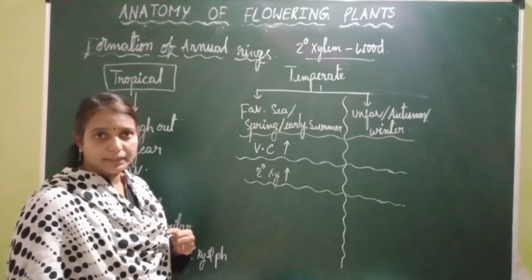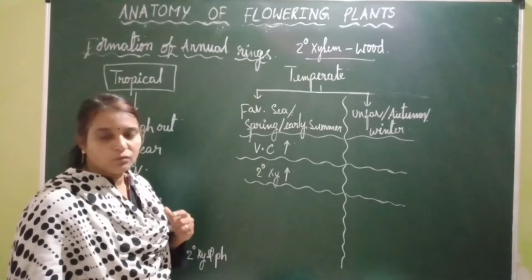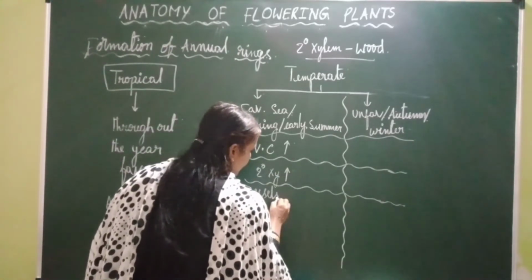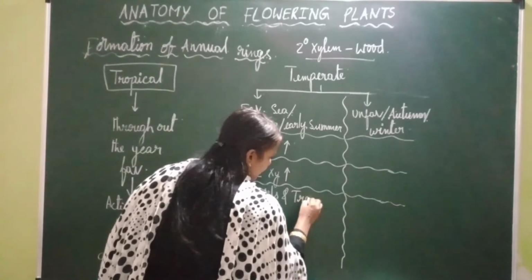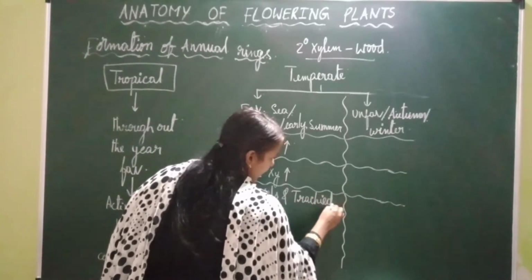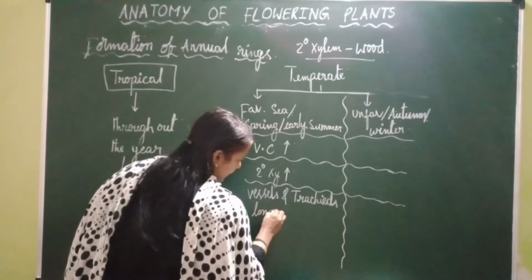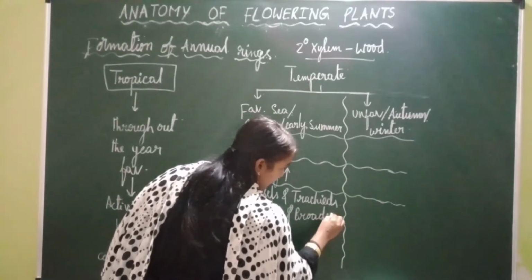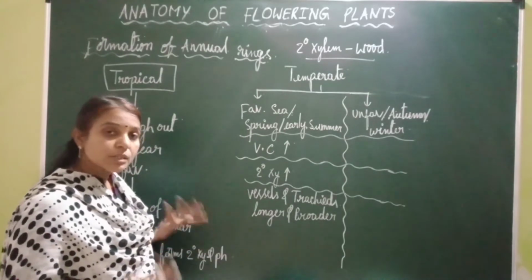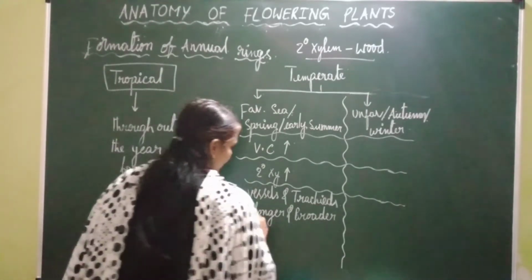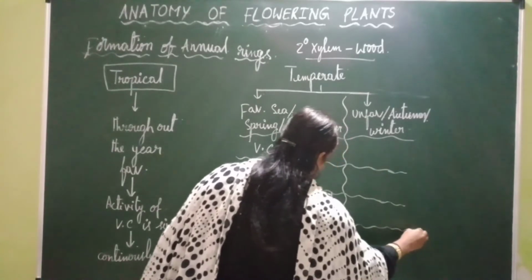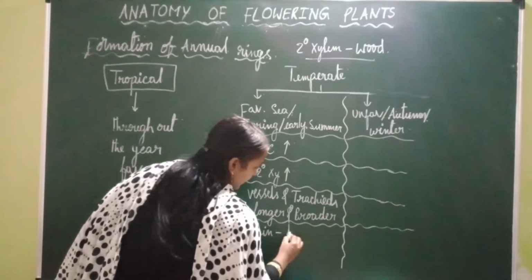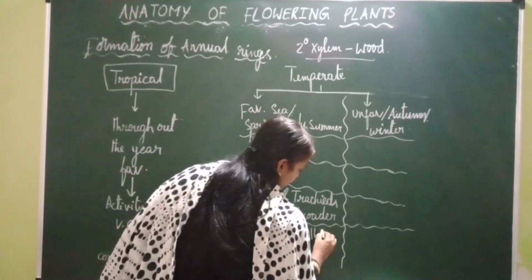So to fulfill this requirement, that is the more amount of water and minerals required by the plant, the tracheary elements present in xylem, what are the tracheary elements? They are vessels and tracheids. These vessels and tracheids are longer in size and they have a broader lumen, and hence they can transport more water through this broader lumen, right? Okay, and the cell walls of these tracheary elements are thin. Thin means relatively less thickened, right?